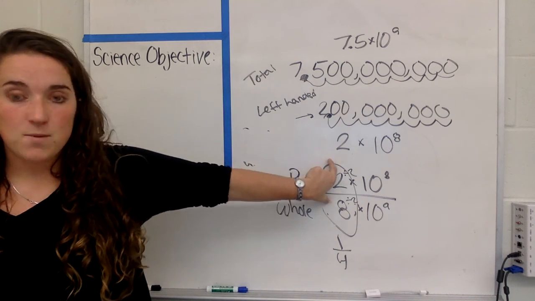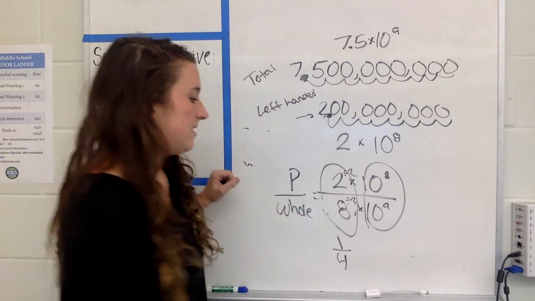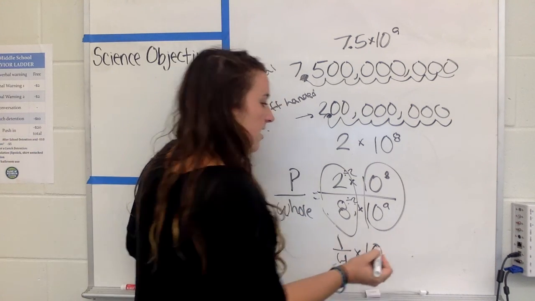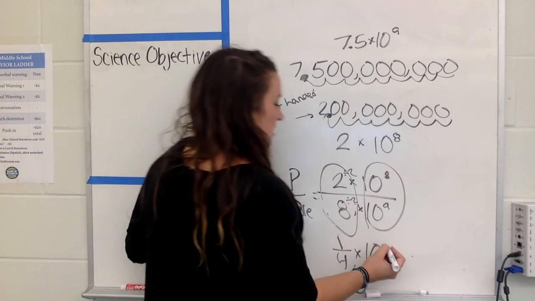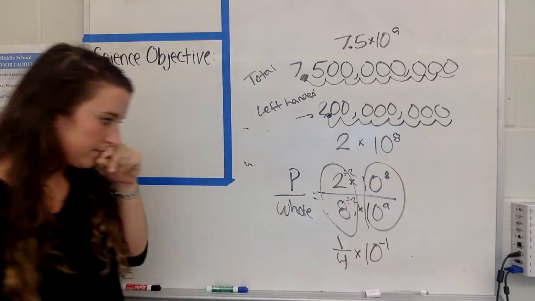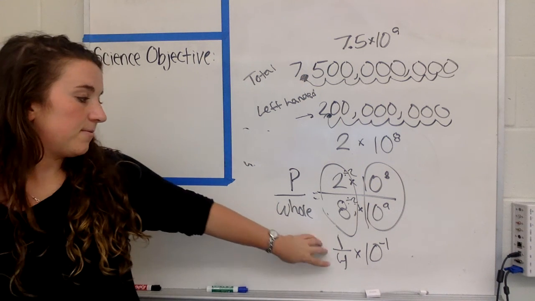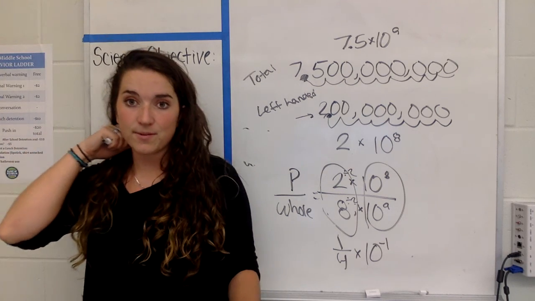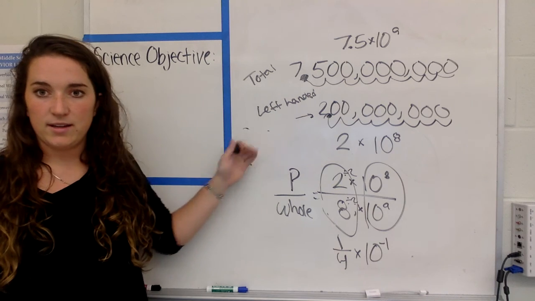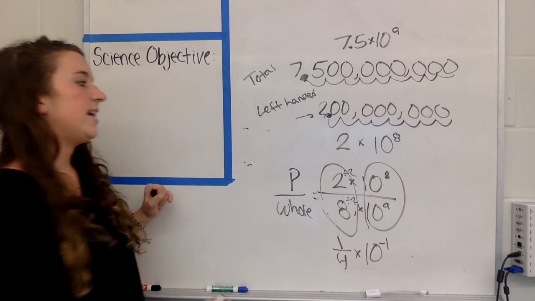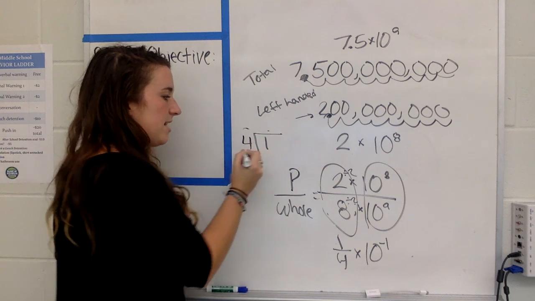So now that I've done my numbers, I move on to my tens. Here I have times 10, and I'll subtract my exponents. 8 minus 9 is -1. But this isn't scientific notation for a few reasons. The first reason is I can't have that number in the front written as a fraction. So 1/4 equals what? If you know it off the top of your head, that's great. If not, do top in, bottom out, and divide.